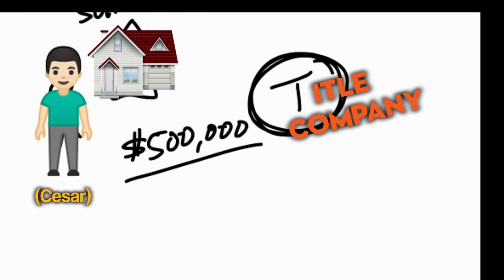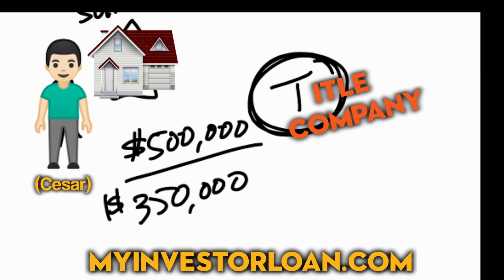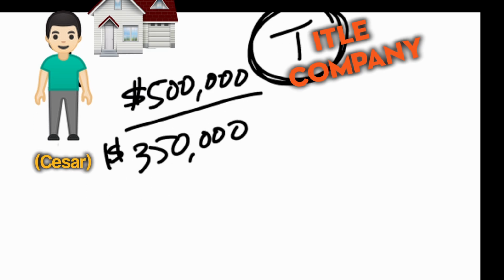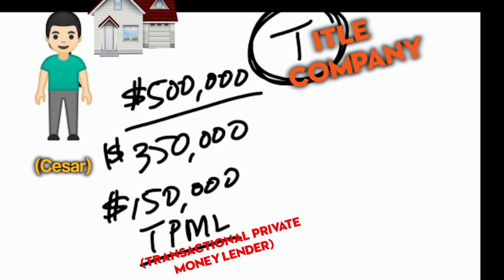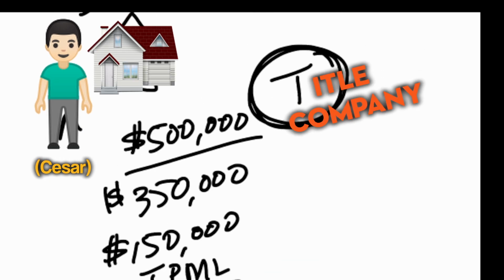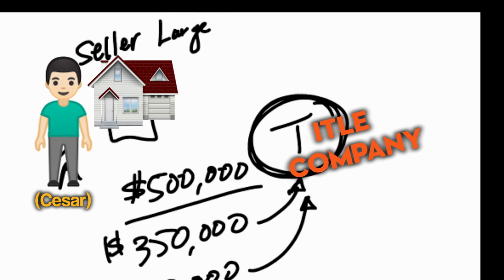So what I do is I go to a non-recourse lender and I say, okay, Caesar wants $350,000 down. So I go to myinvestorloan.com. I obtain $350,000. And then I go to a private money lender, or I'm going to call this a transactional private money lender, meaning they're only going to help me for the transaction only. All of this money, $350,000 and $150,000, goes to the title company. And the first leg of the transaction is now completed because I brought all $500,000 to the table, completing the purchase price on the first leg of the transaction.